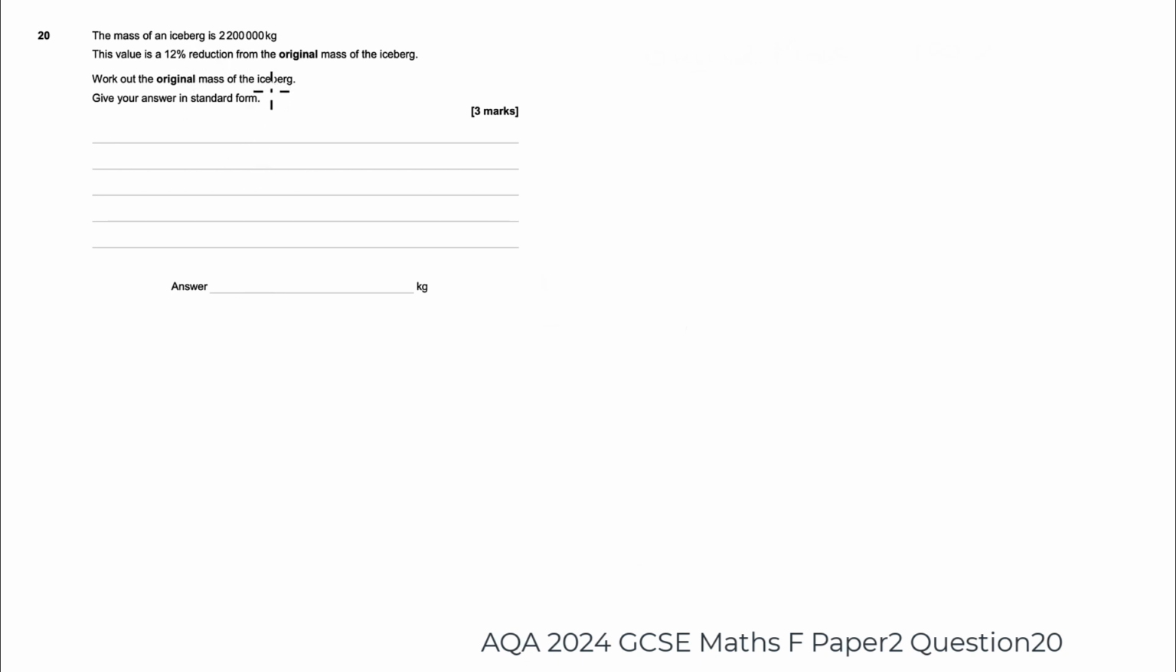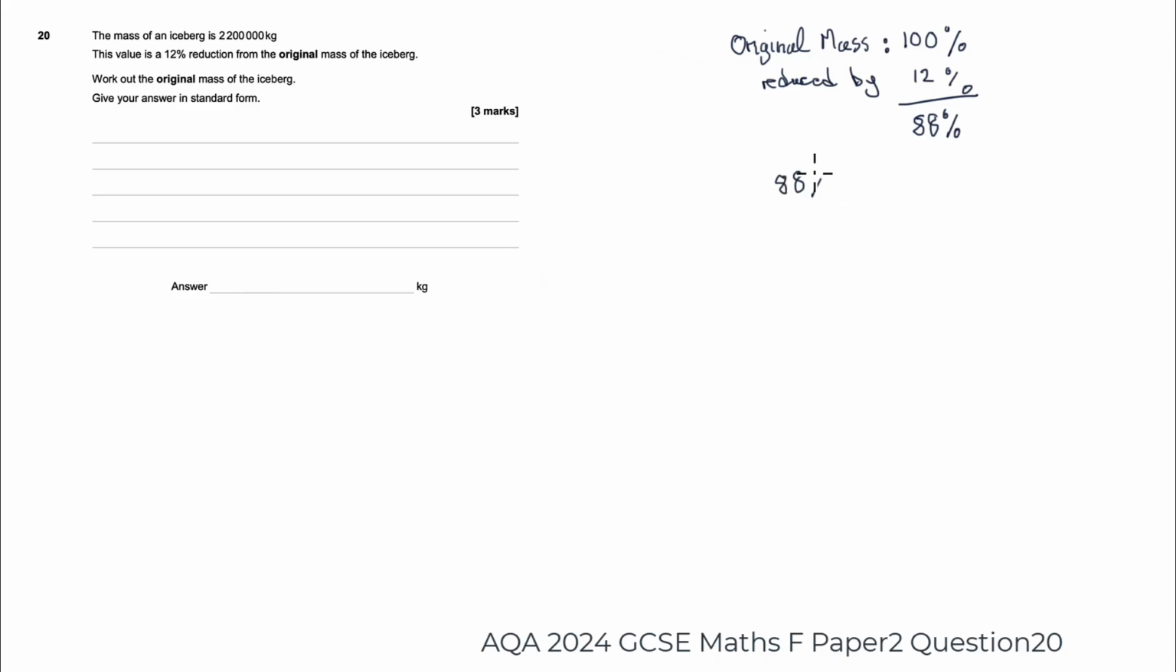So a 12% reduction. Let's say that the original mass will be 100% of the iceberg, and it's been reduced by 12%. So what percentage is now left? Well, we would take 12 from 100, and we'll get 88. So 88% is left.